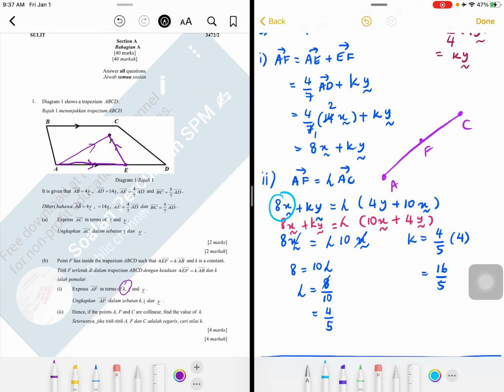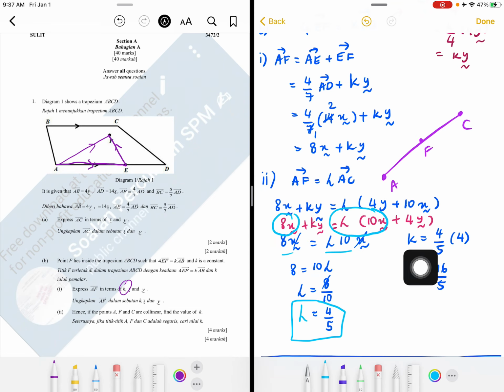Just now we compare x, not this one. So just now we compare 8x with 10x lambda. You see? And after we got our lambda, then we substitute our lambda into the formula, and then we compare y with y. Ky with 4y lambda. Okay, there you go. And you'll get k is equal to 16/5. Easy, right? This is not as hard as you think.